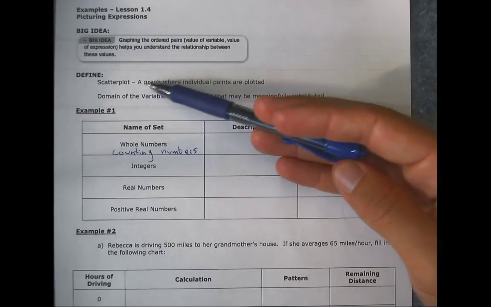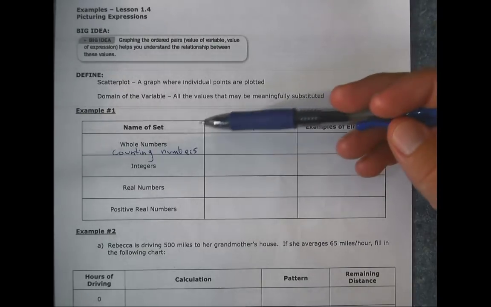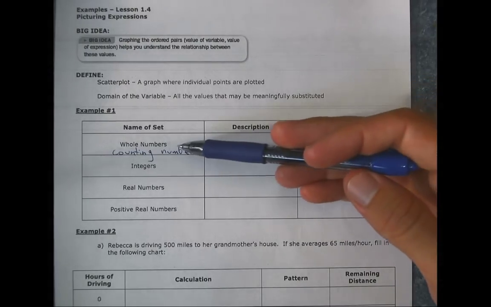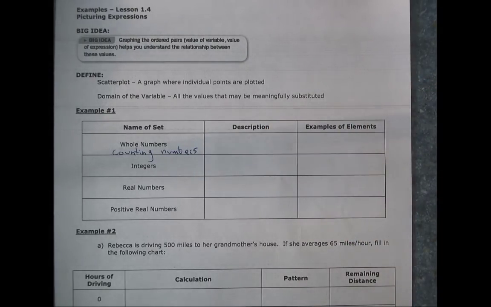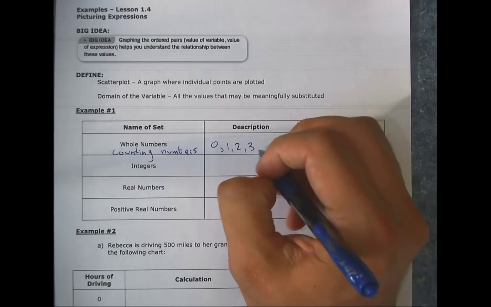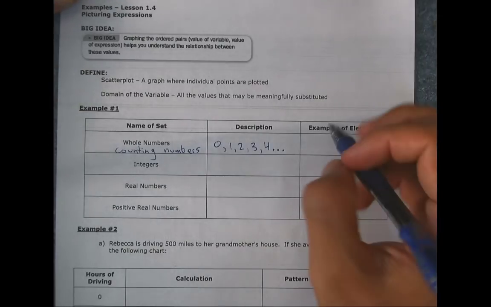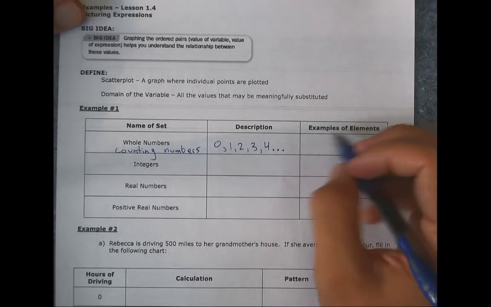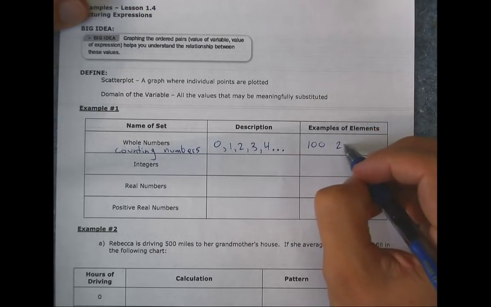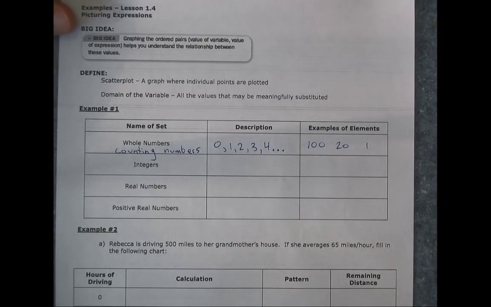And we're going to be putting them on graphs where individual points are plotted for different situations, and we could refer to that as a scatter plot. So jumping right into different sets of numbers, some of these will seem familiar and some of them may be new. So whole numbers, we consider our counting numbers. So our whole numbers are going to be 0, 1, 2, 3, 4, on and on and on. So pretty much any number, we're not including negatives, so all your positives. Examples of these are 100, 20, and 1. Any whole number, including 0, those are our counting numbers.